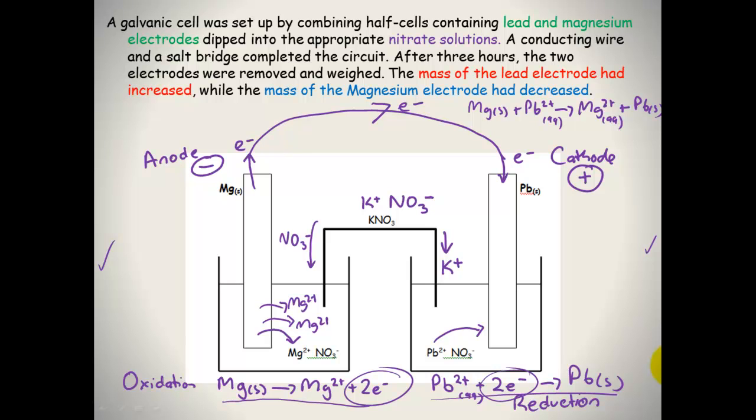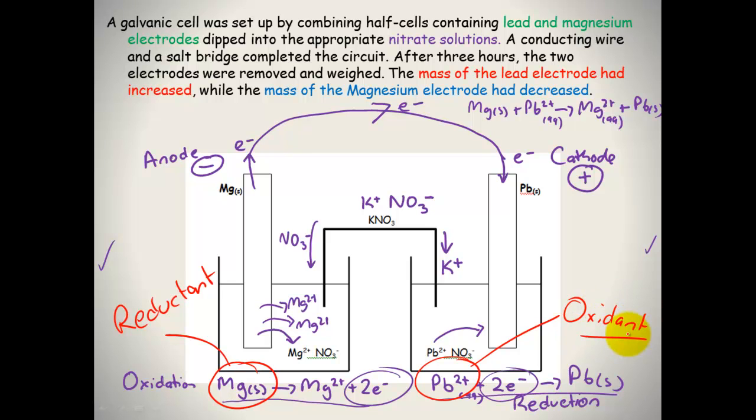Okay, so the only thing we need to think about here is which is the reductant and which is the oxidant. Now remember, the reductant causes the reduction of another species. So magnesium here is the reductant. It causes the reduction of the lead ions. The lead ions are the oxidant, or the oxidizing agent. They cause the oxidation of the magnesium solid.